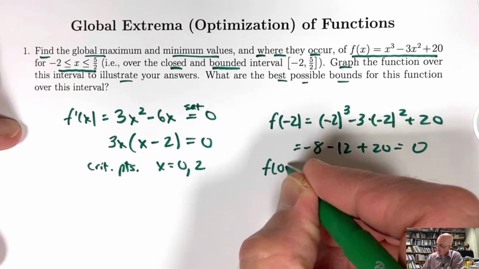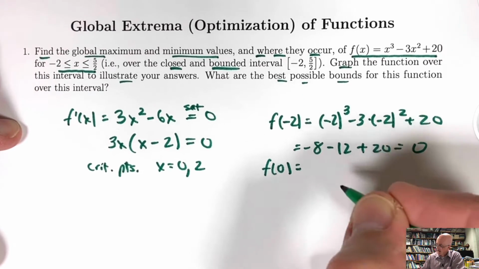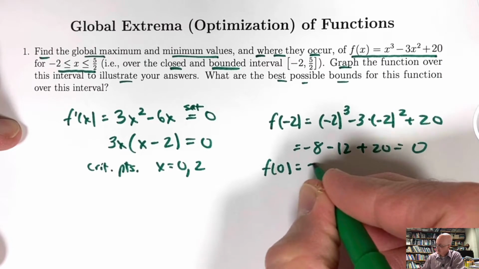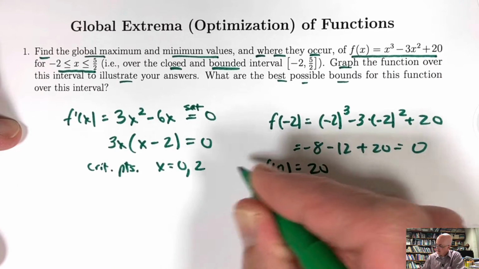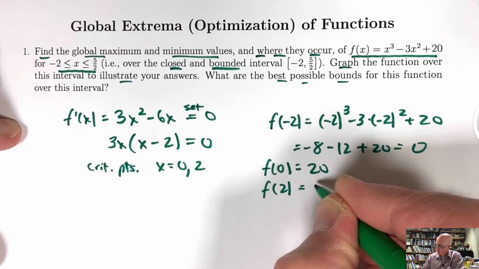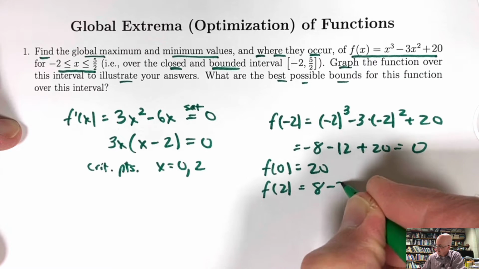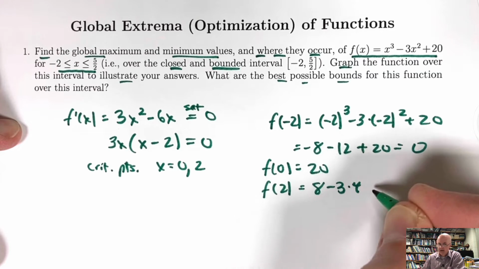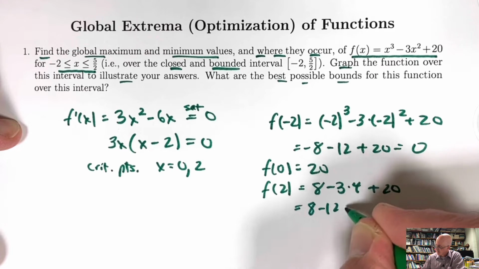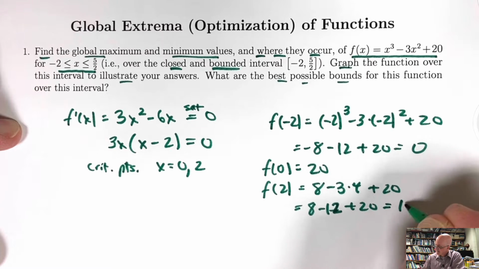What's the value of the function at the critical point 0? F of 0 is very easy to find out. That's 20. At the next critical point 2, f of 2 is 2 cubed, which is 8, minus 3 times 2 squared, which is -12, and then plus 20. So we have 8 minus 12 plus 20. -4 plus 20 is going to be +16.